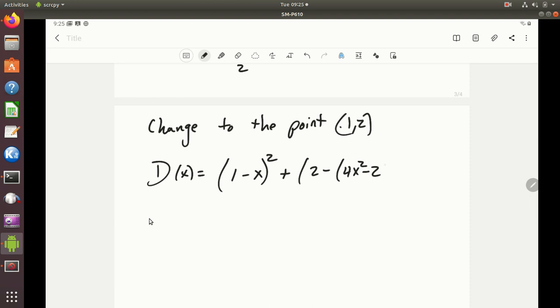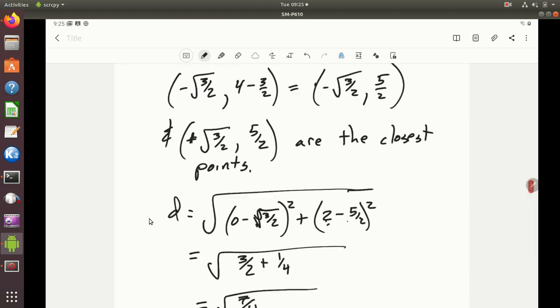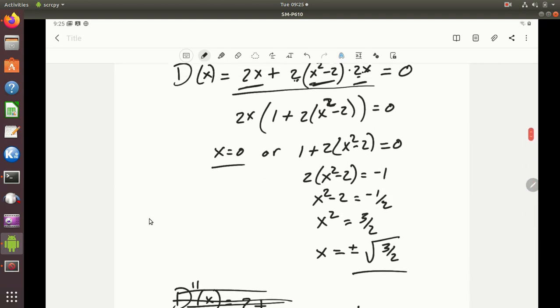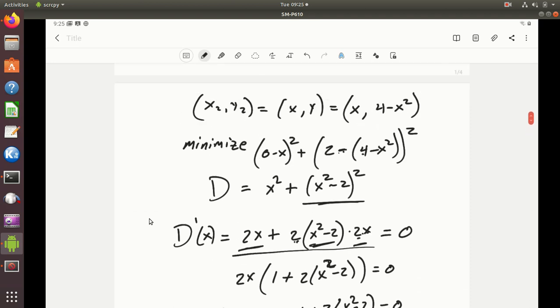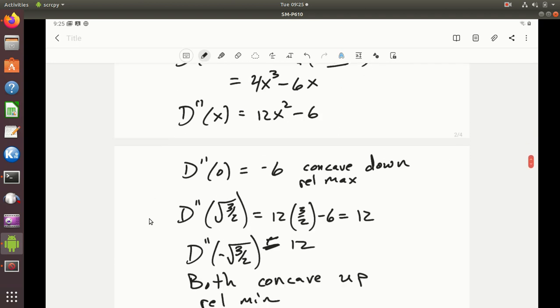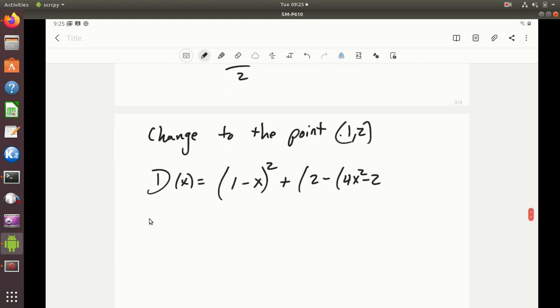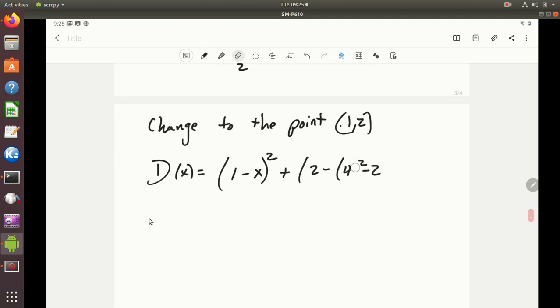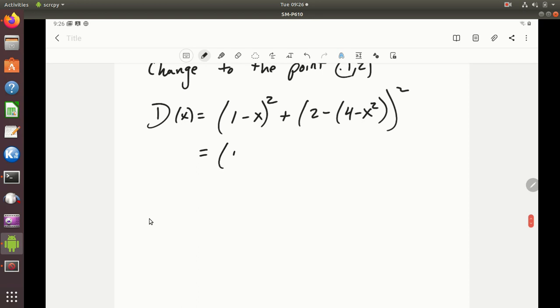2. Wait a minute, what the heck was y? I gotta go back here and find it. 4 minus x squared. I knew something just didn't look right. Okay, so sorry about that. Okay, 4 minus x squared. All right, so this is 1 minus x quantity squared plus, again, we get x squared, whatever that was, minus 2 squared.